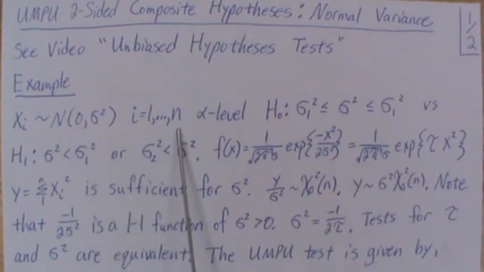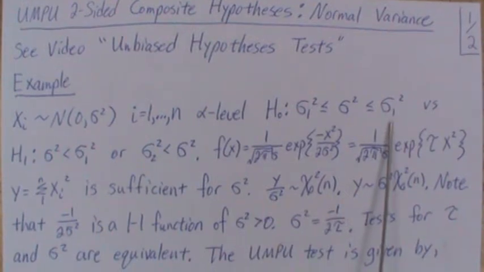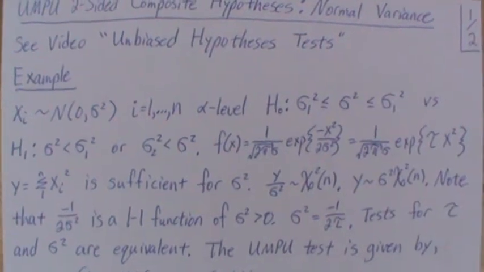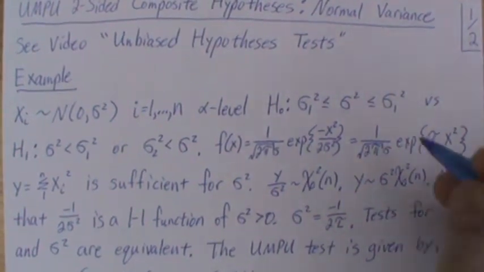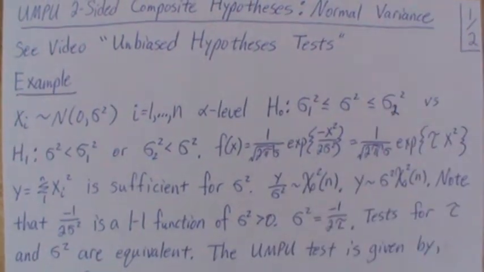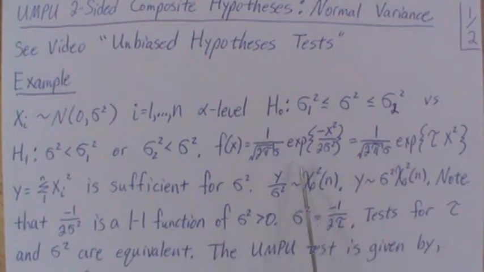Take a sample size of n. We're going to conduct an alpha level test. And the null hypothesis is that the variance is between two values. Oh, that should be a sigma 2. Versus the alternative that sigma squared, the variance, is less than sigma 1 squared, versus that it is greater than sigma 2 squared.